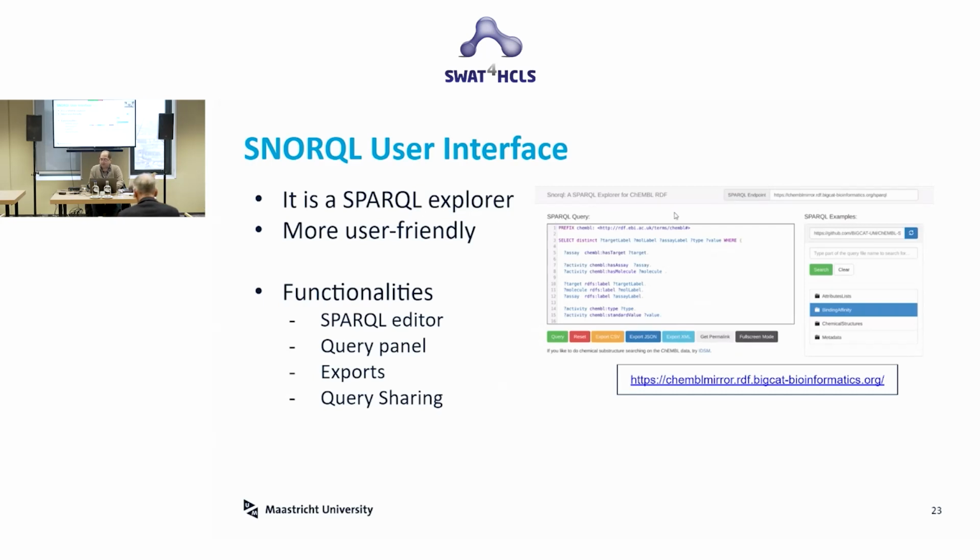This piece of software is called Snorql. So it's a SPARQL Explorer, and previously Snorql was an old SPARQL Explorer developed by DBpedia, and then we later modernized it, and we added features to it at the department at BiGCaT in Maastricht University. So, for example, we now have a SPARQL Editor, where it highlights your SPARQL queries.